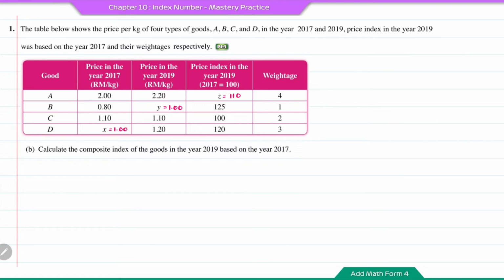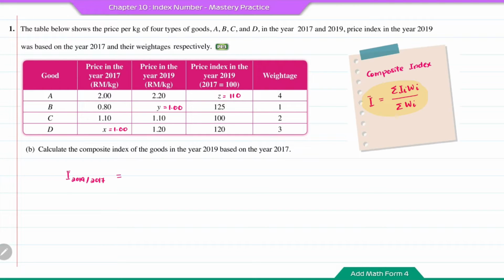Question B. Calculate the composite index of the goods in the year 2019 based on the year 2017. To find the composite index, this will be 110 times 4 plus 125 times 1 plus 100 times 2 plus 120 times 3. Then we're going to divide it by the total weightage. This will be 1125 divided by 10. So the answer of the composite index is 112.5.